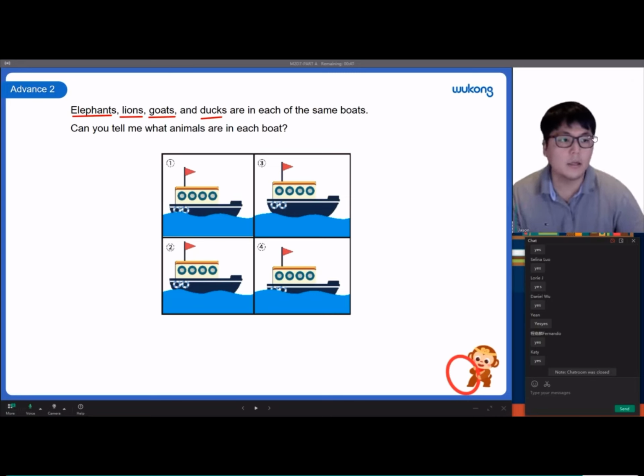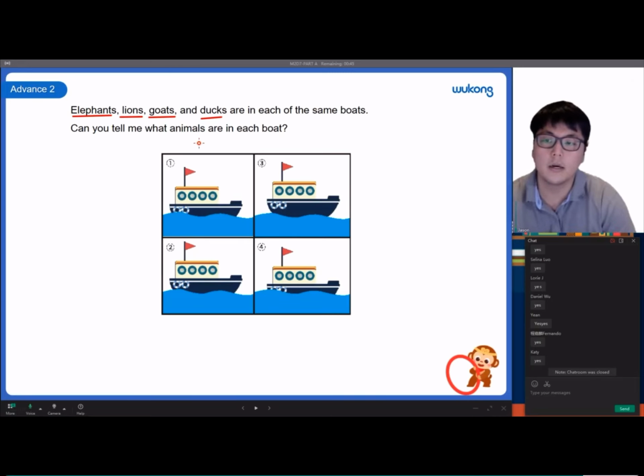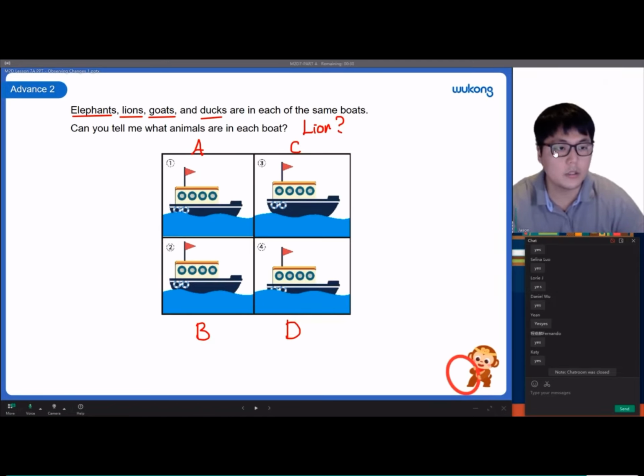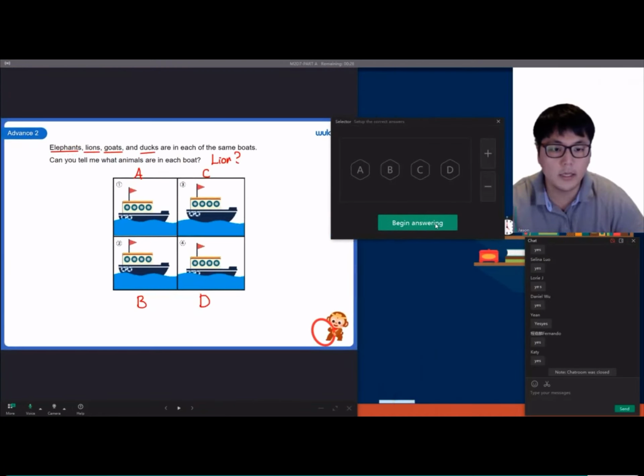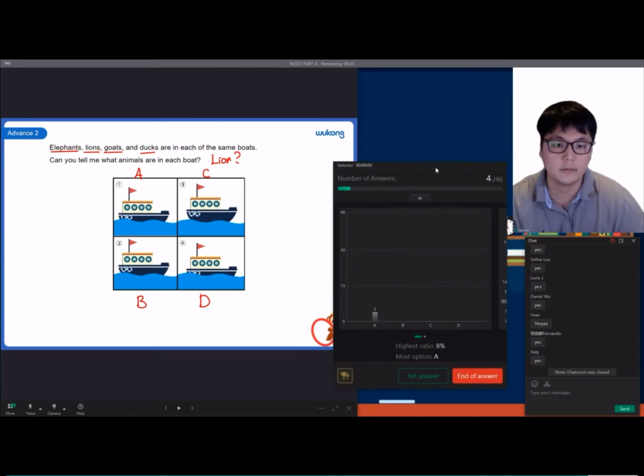So how about I'll give you guys an easier solution. Can you tell me which boat has a lion? Which boat has the lion? I'll give you A, B, C, and D, okay? So this will be the last question, guys. You need to select the boat with the lion, okay? So you guys can all start now.